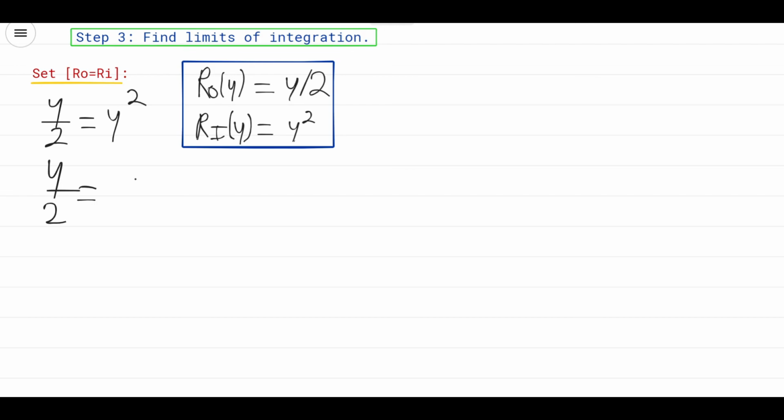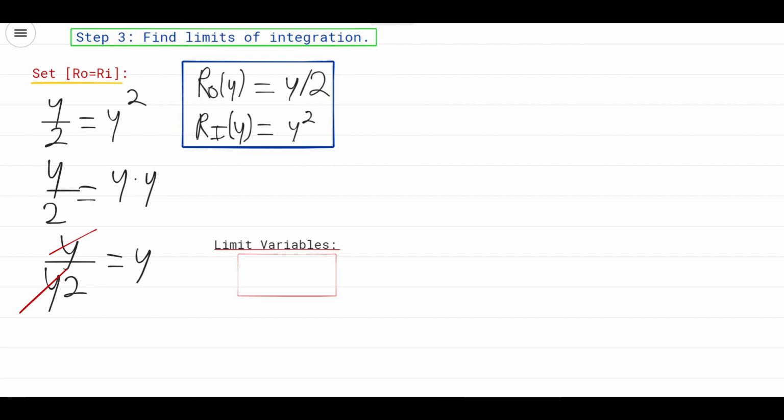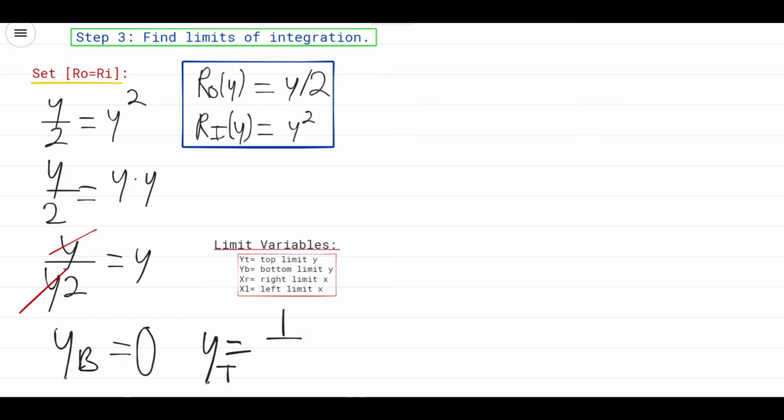So when we compute this, we can solve. We're trying to solve for y, as I'm doing right here. Cancel the y's out. And these are the limit variable conventions that I use. So the bottom limit of y is equal to 0. The upper limit of y that we just solved for, when those two y's cancel, we're left with y equals 1/2. So the upper limit is going to be 1 over 2.